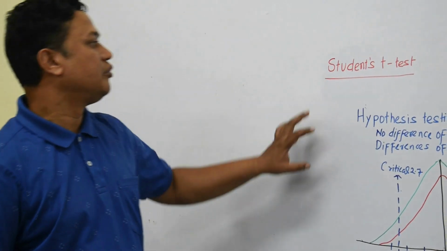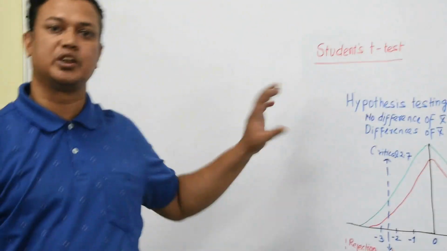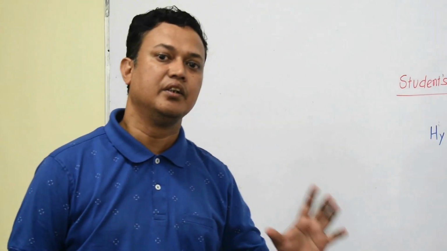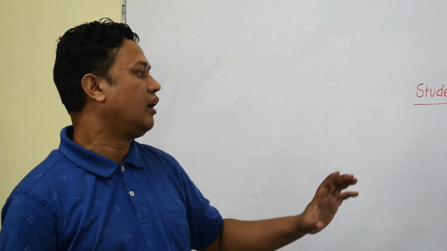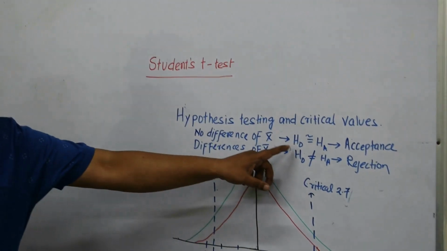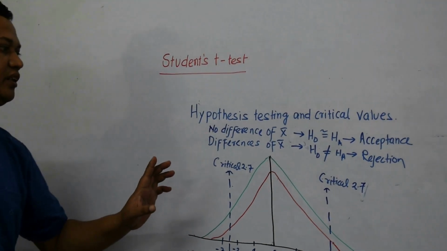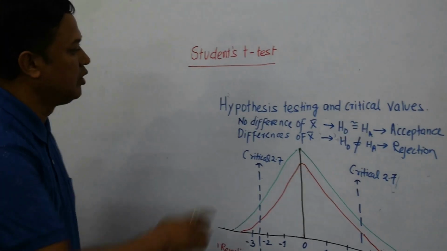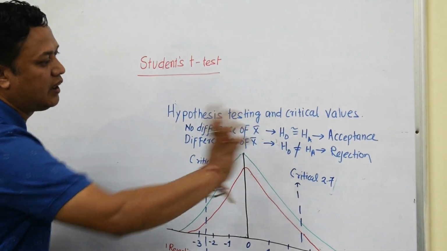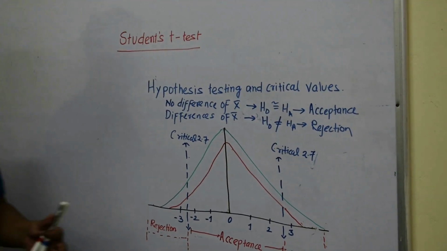Now let us start with the next portion. After calculation we have to say whether it is significant or not. For that we do hypothesis testing, right? We have a null hypothesis which states that there is no significant difference, right? The population means are the same, so no difference of mean. That means H0 and HA are equal, and we accept the null hypothesis.